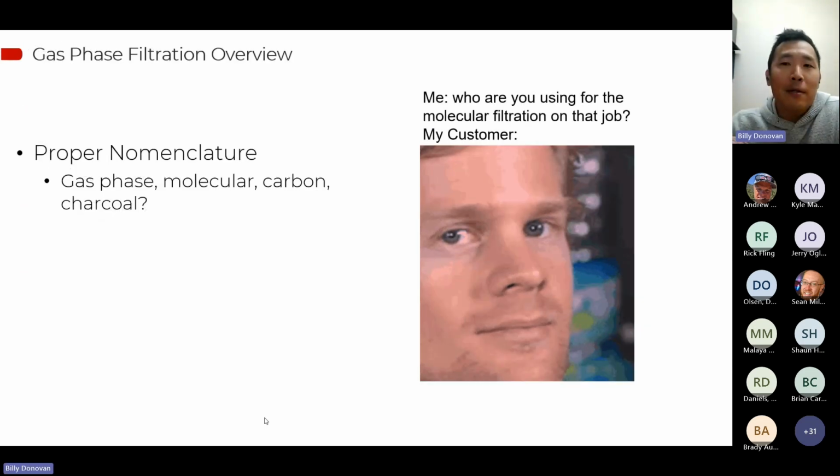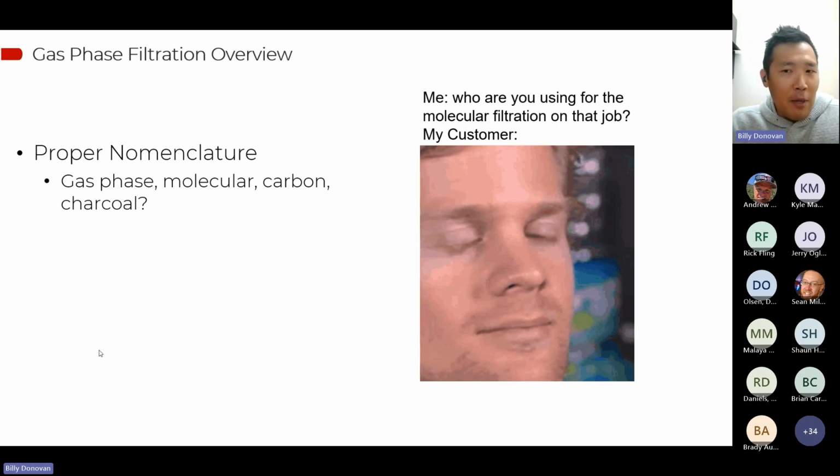So first things first, what type of filtration are we discussing today, and what do we actually call it? Is it gas phase? Is it molecular, carbon, charcoal? All these names and a few others have been floating around our industry for years, and they all describe the same thing, a filter that removes contaminants at the molecular level.